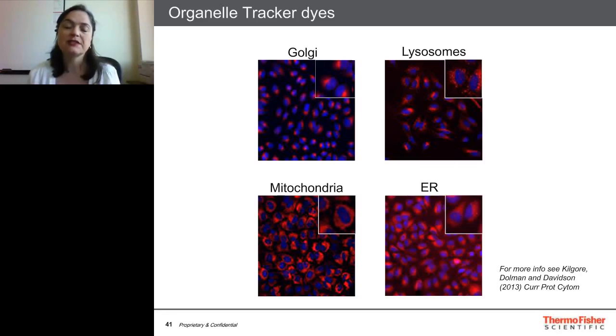Lysosomes can be labeled using these tracker dyes. Mitochondria, we saw TMRM with the mitochondrial cell health indicator. And then the ER can be labeled as well. So those are nice bright reagents to try.